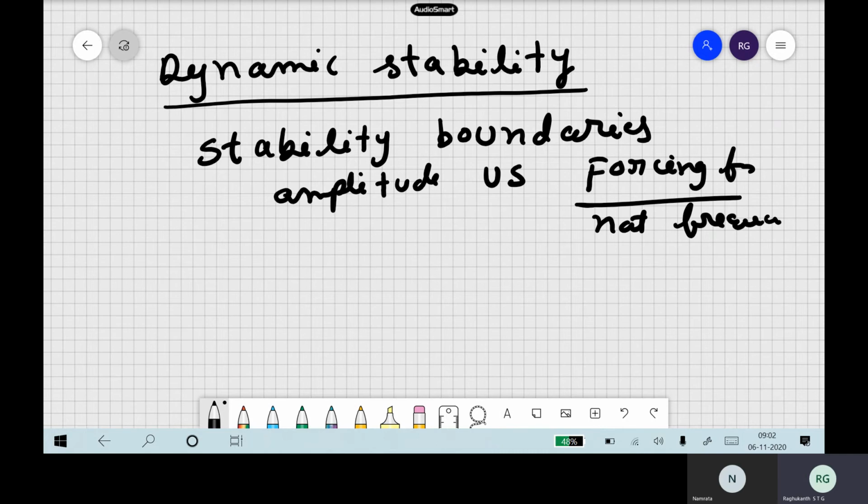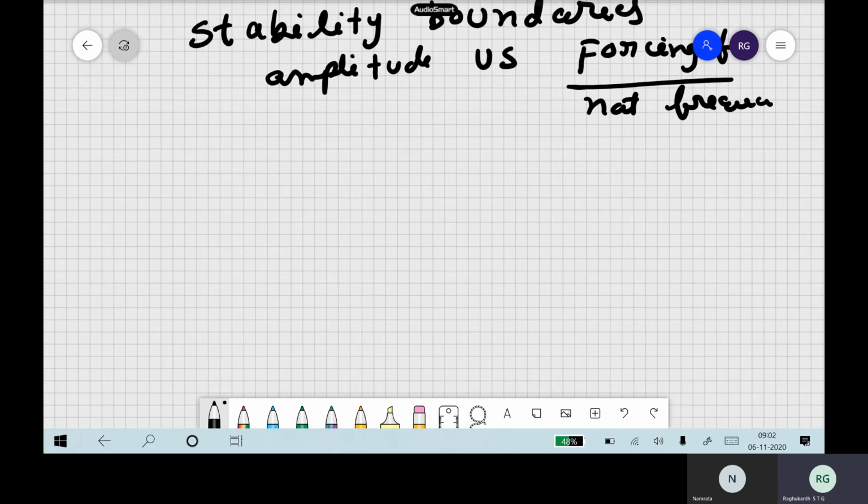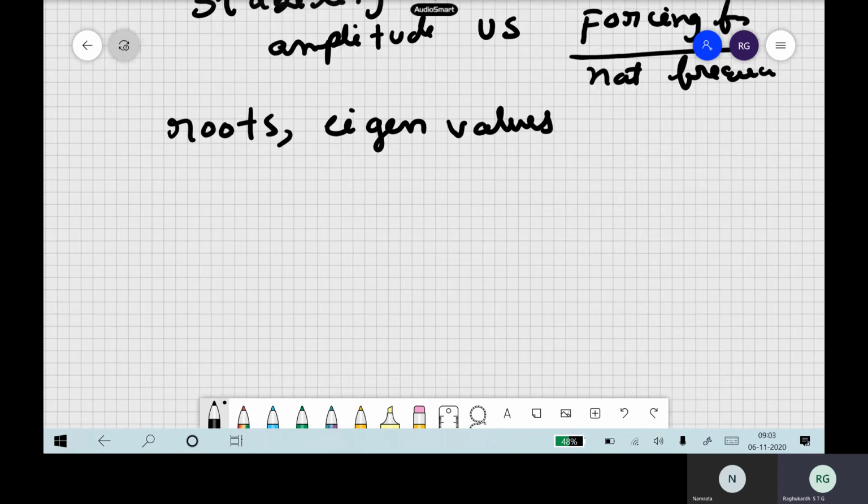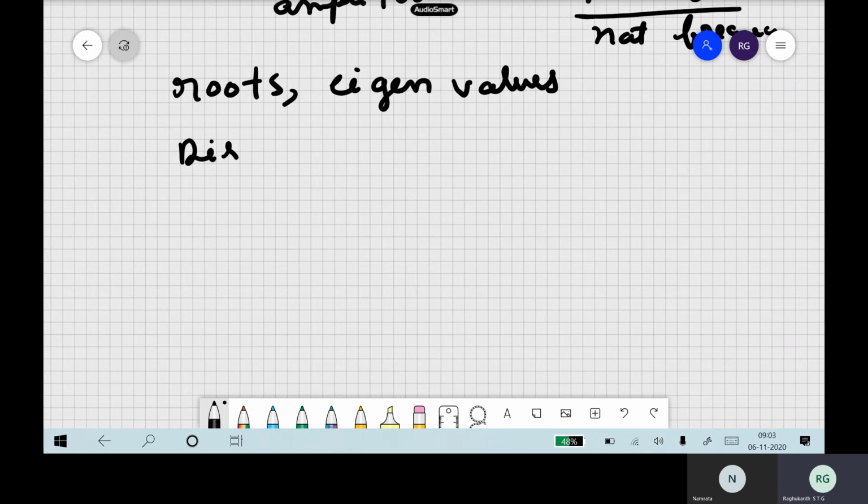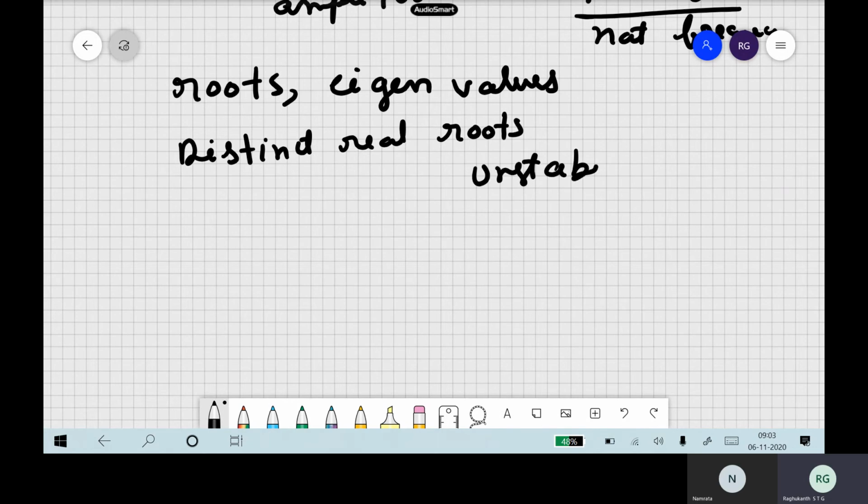So if you plot this type of graph, you can understand where the regions are where your solution can become unstable, so that you can do your design and avoid these types of regions itself. The most important thing we found out in our last class was that everything depends on the roots, that is, the eigenvalues of our matrix. If there are distinct real roots, then there is a chance of instability. The eigenvalues, if they are like this.